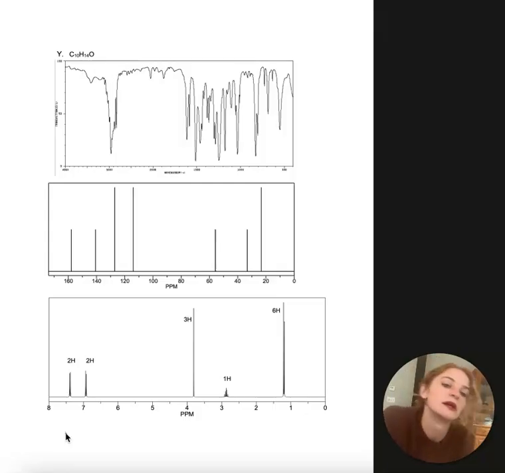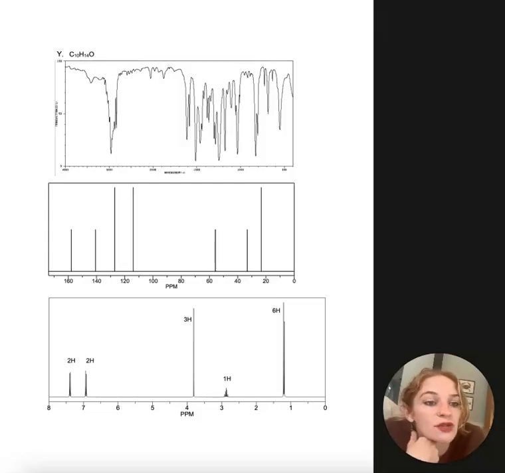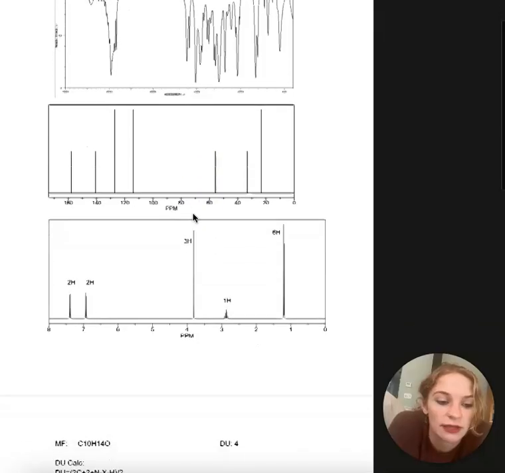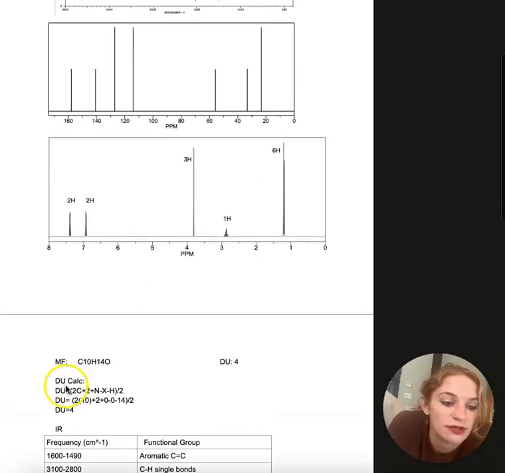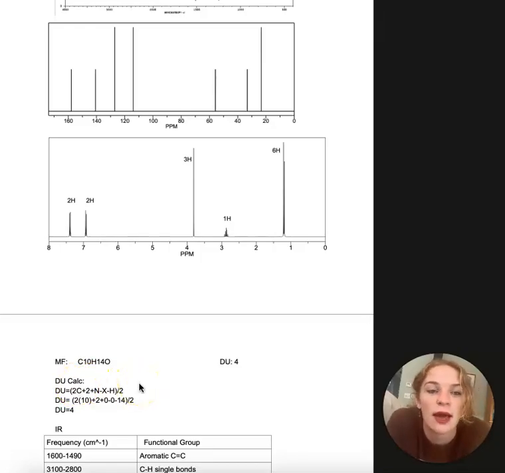So I was given prompt Y, which has the molecular formula C10H14O, and we were given an IR spectra, a CNMR, and an HNMR, and we were told to deduce the structure. So the first thing that I did was calculate the degree of unsaturation, which tells you how many pi bonds you have in your molecular formula. So I calculated that to be 4, telling me that I have 3 pi bonds. So just shove that away for later.